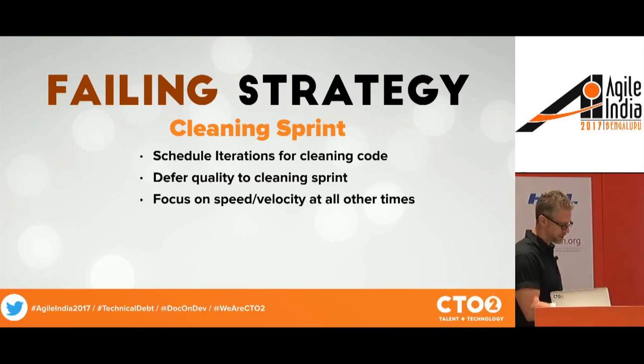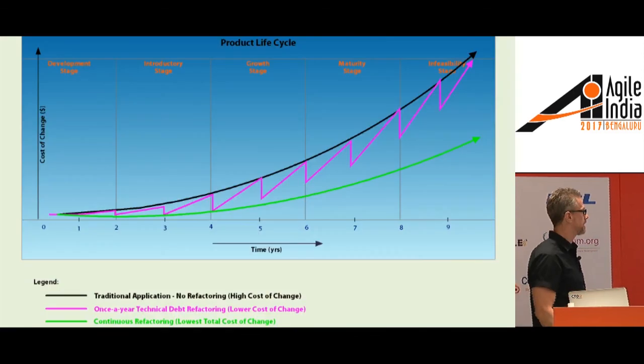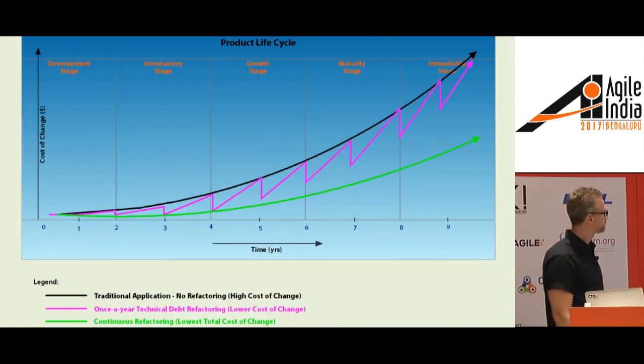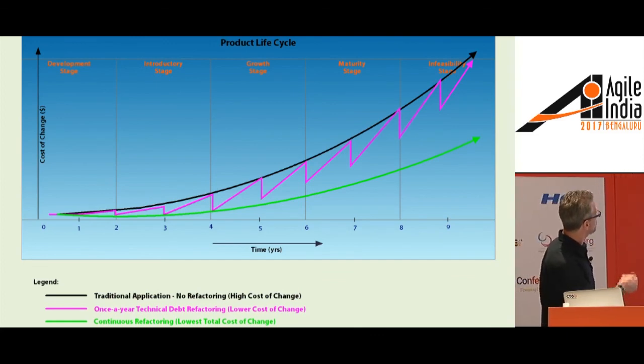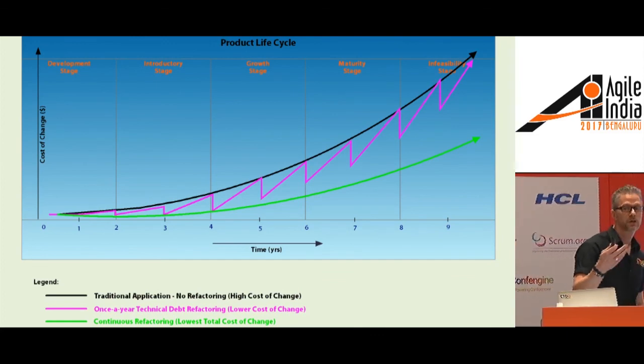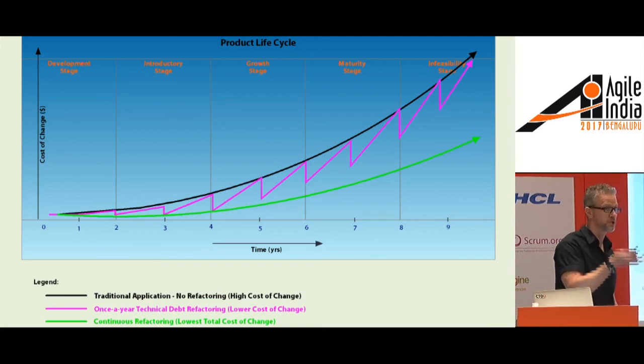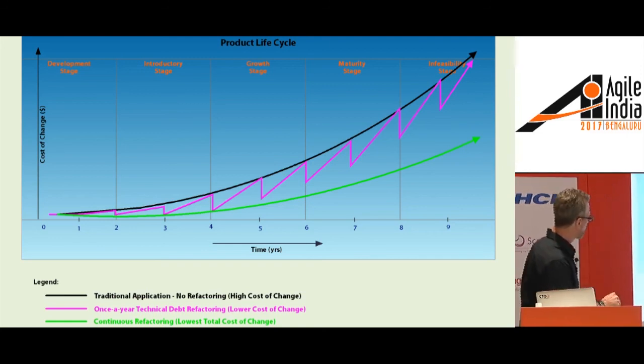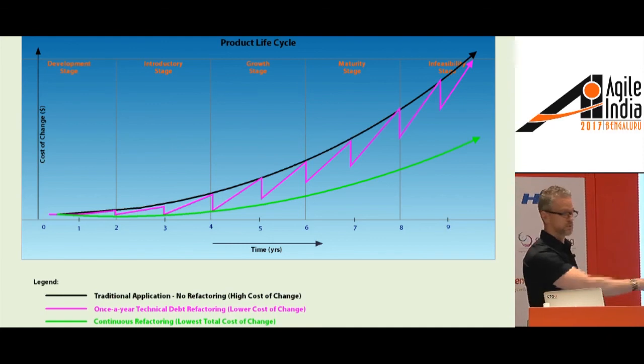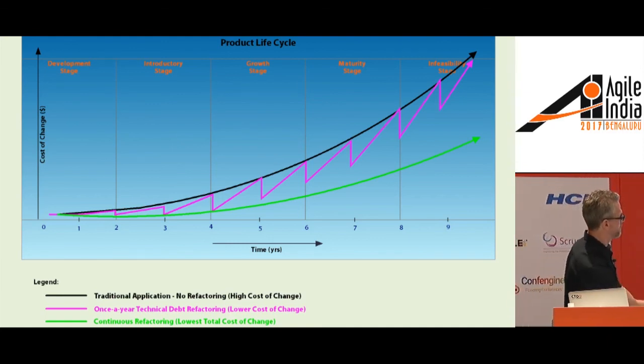There's an extensive study that was done several years ago. I'll show you the results of this. What we have here is the green line. This is the cost of change, which fundamentally equates to how long it takes to make a change in a code base, over a period of time in years, from the beginning all the way out to 9 years.